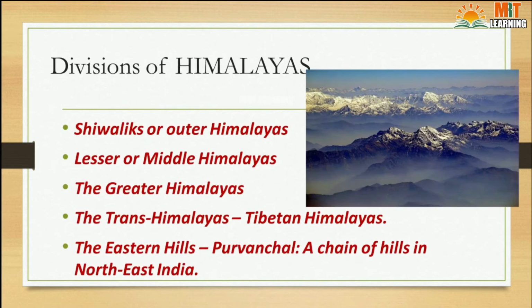Next, division of the Himalayas. These Himalayas are divided into different categories: Shivaliks or Outer Himalayas, Lesser Himalayas or Middle Himalayas, Greater Himalayas, Trans-Himalayas or Tibetan Himalayas, and Eastern Himalayas or Purvanchal. So these are the divisions of the Himalayas. Just remember them. Now we have discussed these divisions.